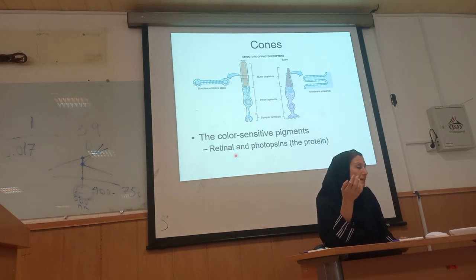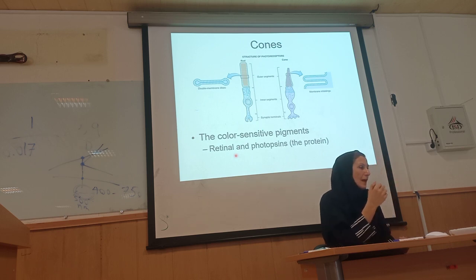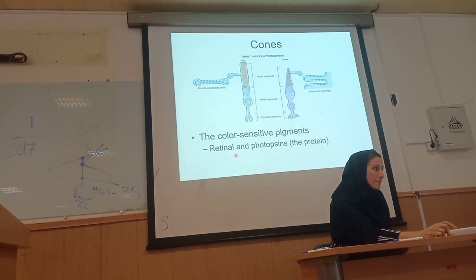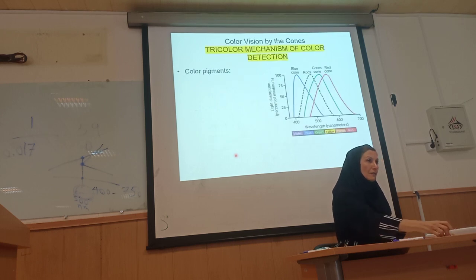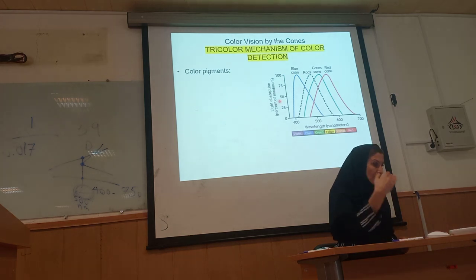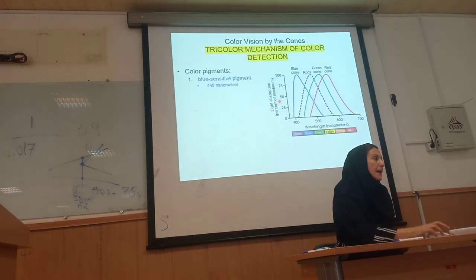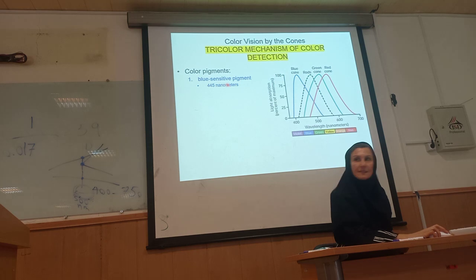What is this? They have retinal and photopsin, yes? And this part of them is different from rods. These colored pigments that we have as humans, at least we have 3 different photopsins here. One of them is the blue sensitive pigment.